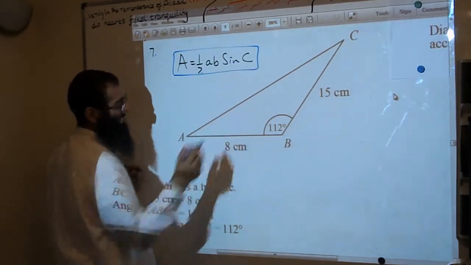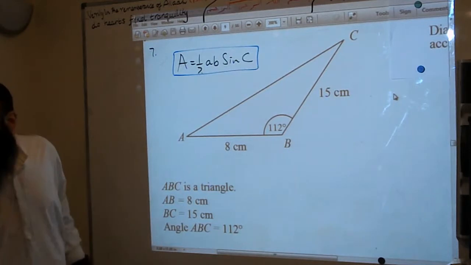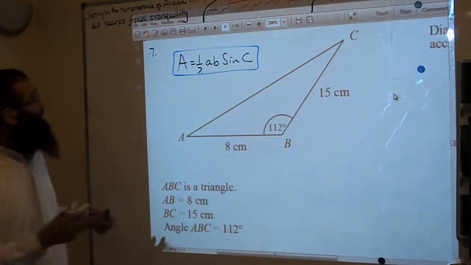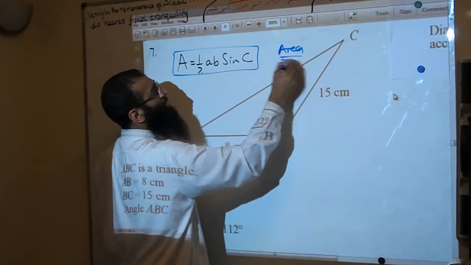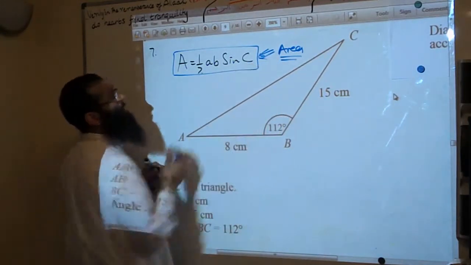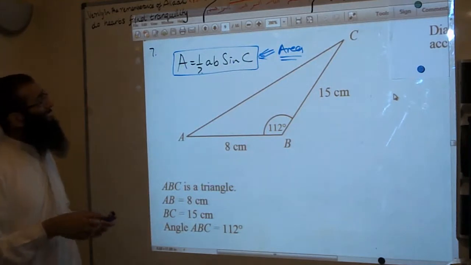You know to use that formula because in this question the key word here is calculate the area. Because it's not a circle. So because they mentioned the word area, you must use this variation of the formula. Okay, done. Now, let's relabel.